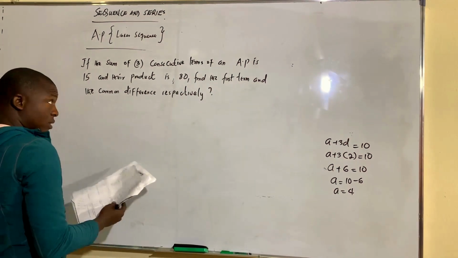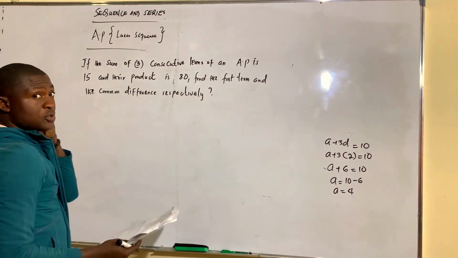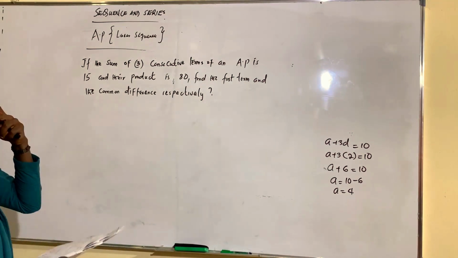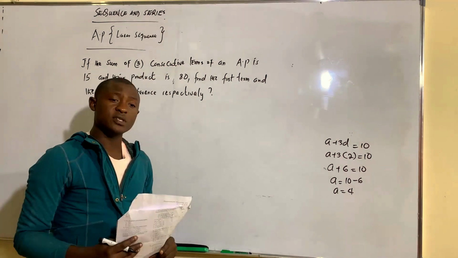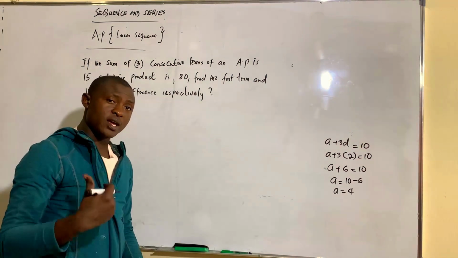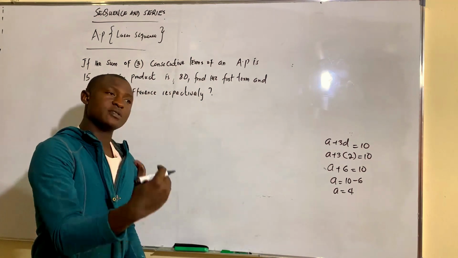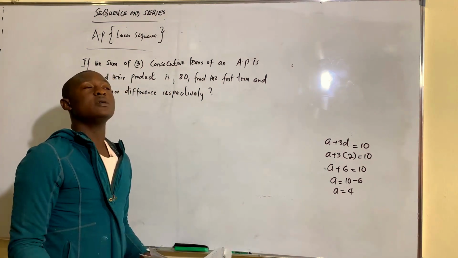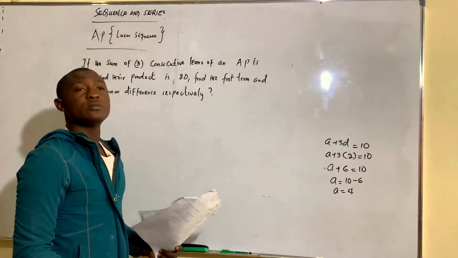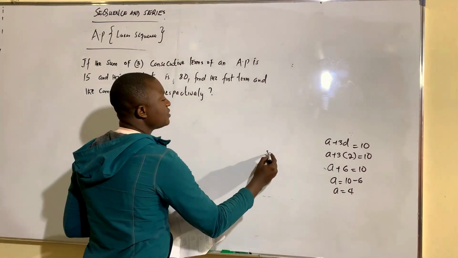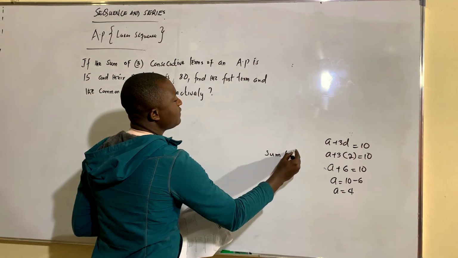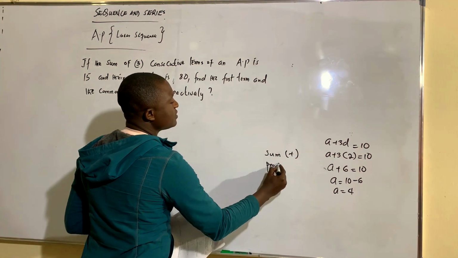So now let's look at this. It's the same approach, the same way of how we solve the first one. If the sum of 3 consecutive terms of an AP, the first term is going to be A. That is just like 3 terms: the first term, second term, and the third term. When we use the word sum, what does that mean? Yeah, if they use the word sum, it simply means to add. And if they use the word product, that one simply means to multiply.